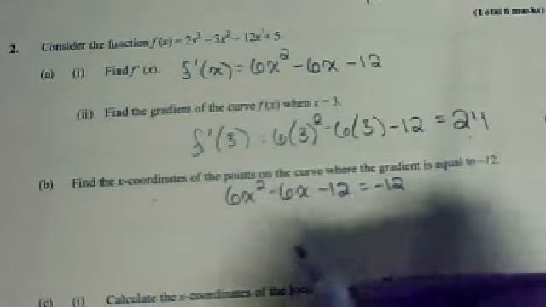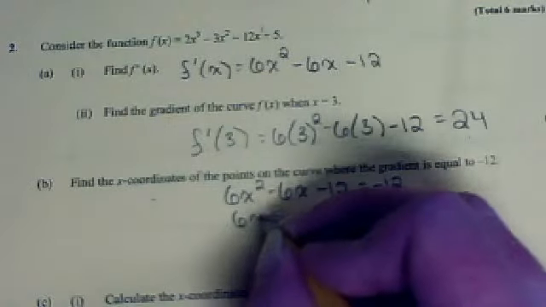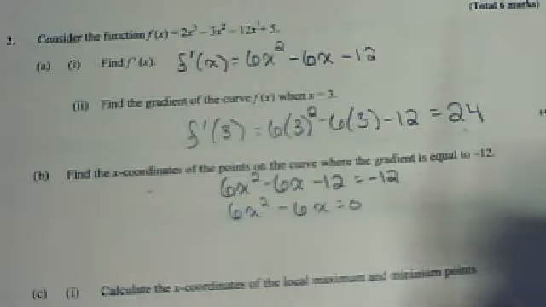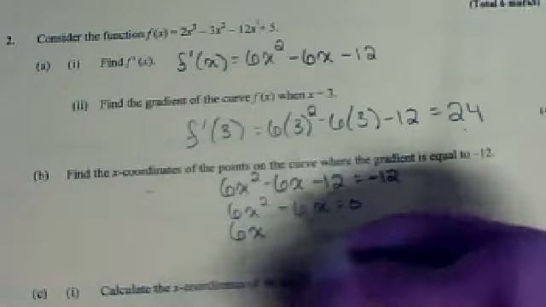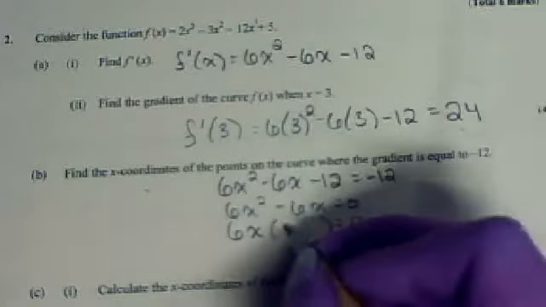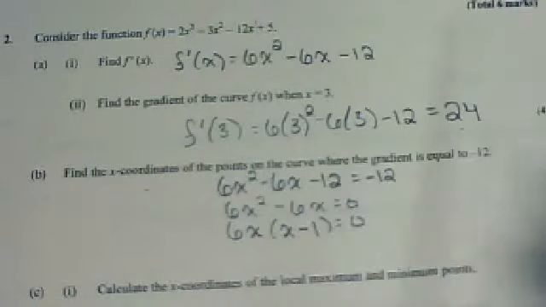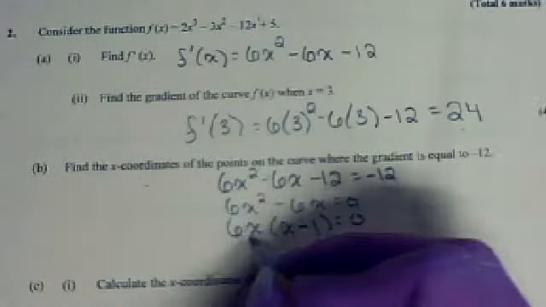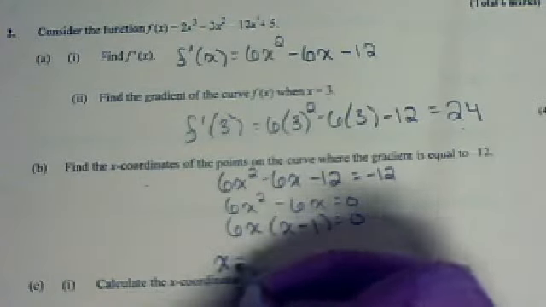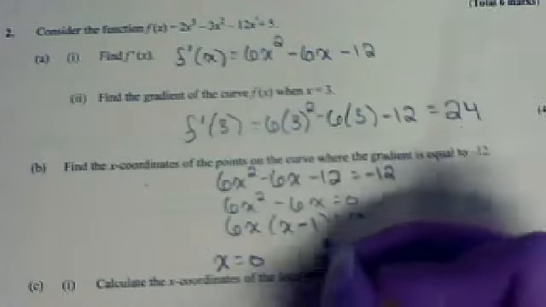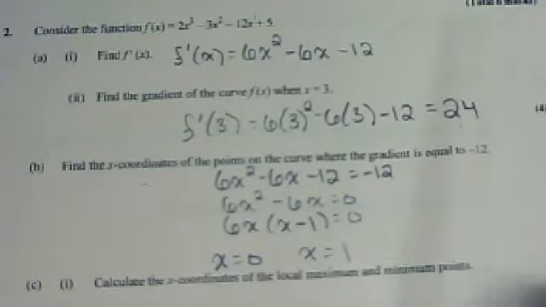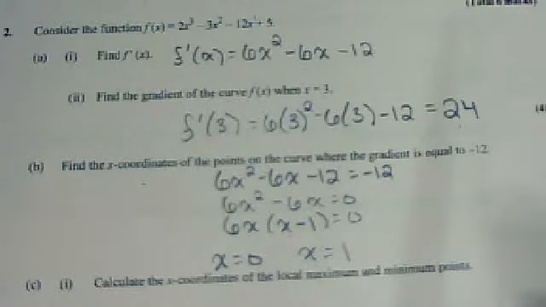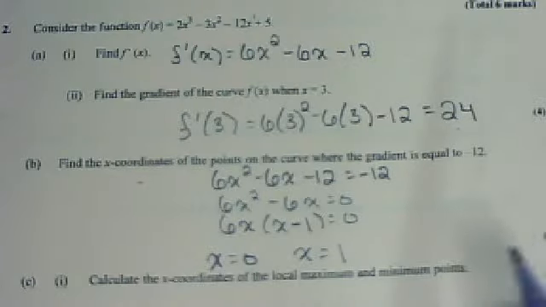All right, so I'm going to add 12 over here, and I get 6x squared minus 6x equals 0. I'm going to factor out 6x. I get x minus 1. Set each factor equal to 0. 6x equals 0 only when x is 0. X minus 1 equals 0 when x is 1. Those are the x coordinates that give me a gradient equal to negative 12.